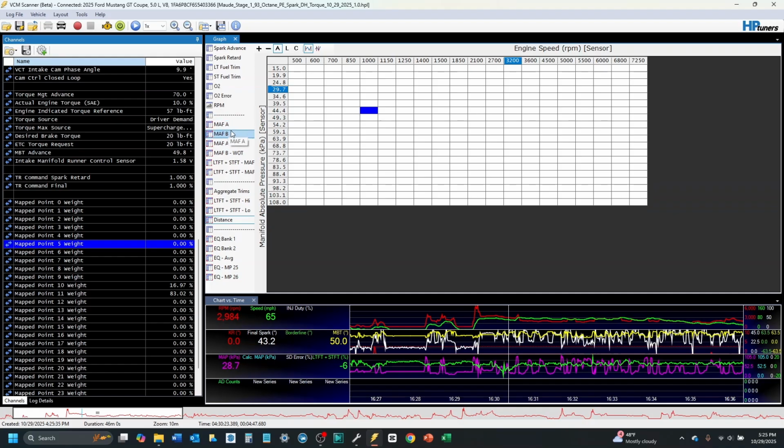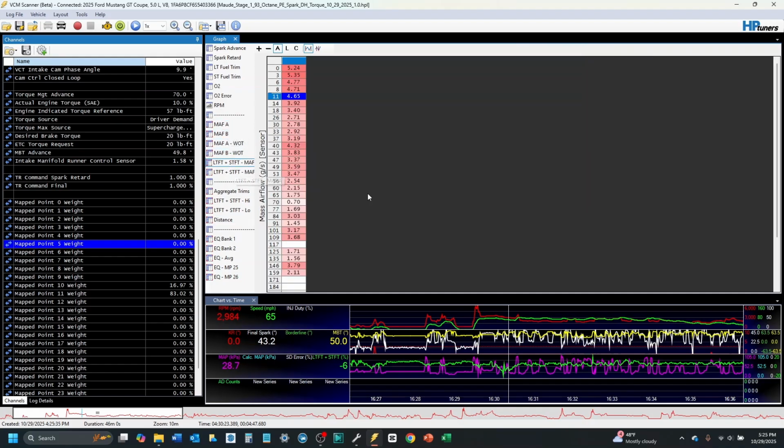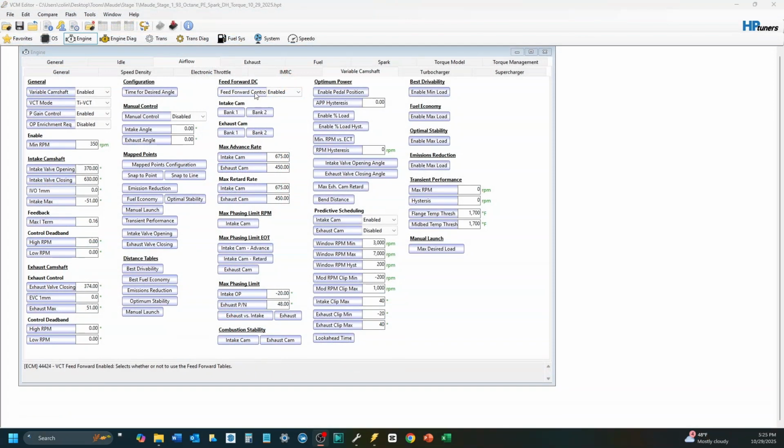Just for fun, let's look at MAF. You can see here we're lean low. Now, let me back up for a sec. We're looking at mass airflow, but this time, let me transition.